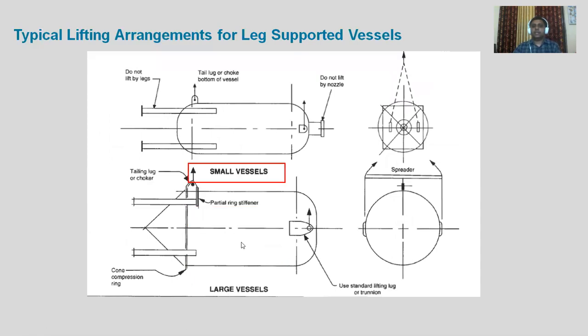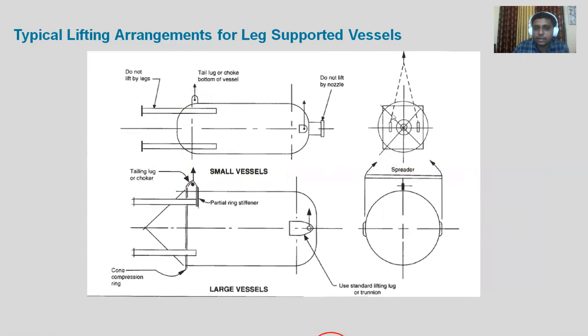Now let's say lifting of vertical equipment, or making it go from horizontal to vertical. Here we can see that for small vessels there will be one tailing beam or tailing lug. These are the tailing lugs, these are the lifting lugs. One tailing lug will be given exactly at the center of these two lifting lugs. You can use either the spreader or single point lifting like this. If there is a spreader, a vertical reaction will come into the picture. And if there is single point lifting, then one horizontal component and one vertical component will come into the picture.